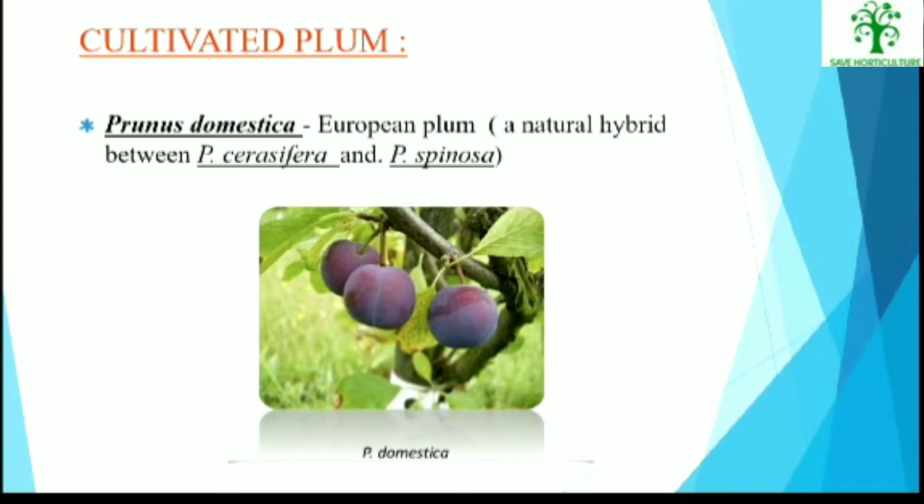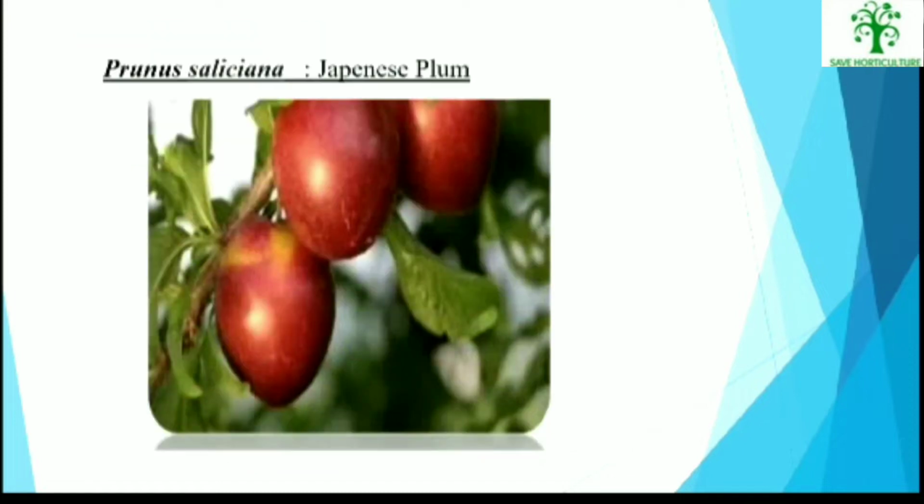Cultivated plum Prunus domestica, European plum, a natural hybrid between Prunus cerasifera and Prunus spinosa. Prunus salicina, commonly called Japanese plum.